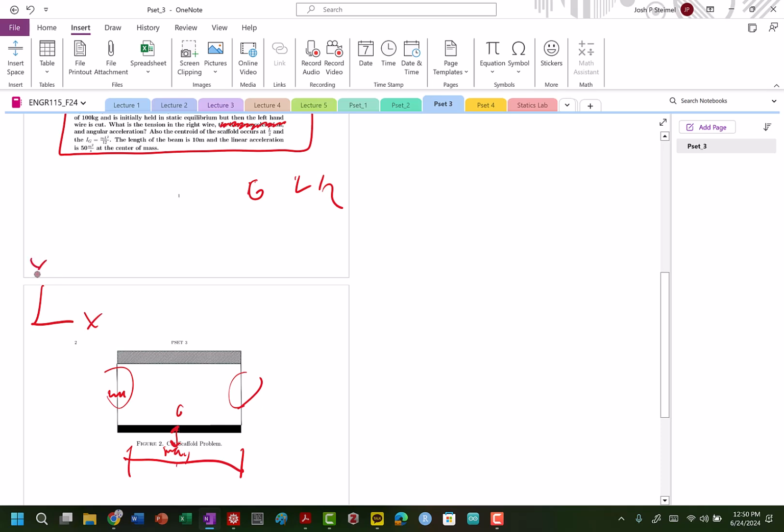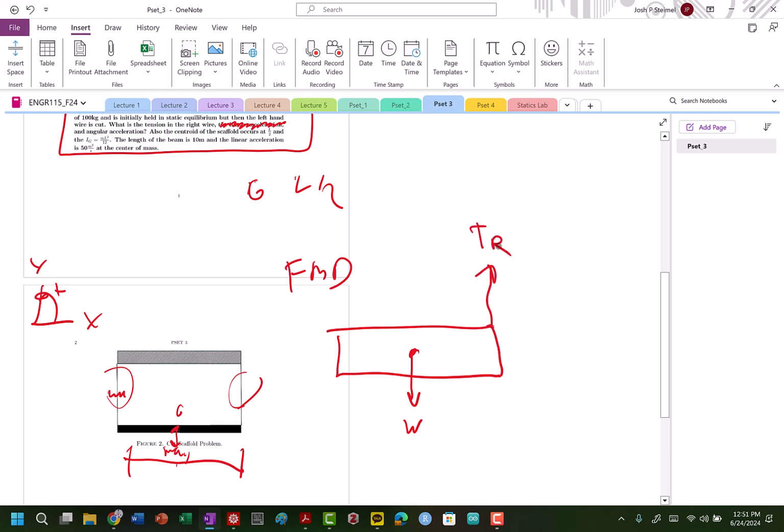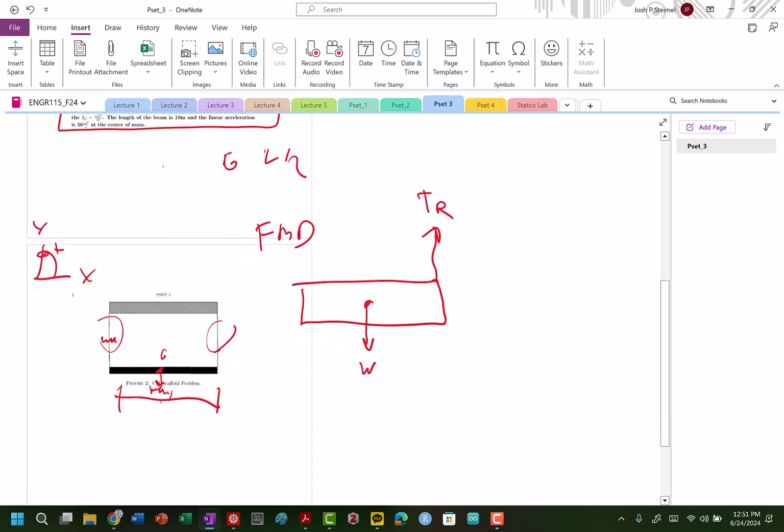We have X, Y coordinate system like so. Let's draw our free body diagram for this particular problem. So we have our beam. Our G is at L over 2, so we have some weight. We also have, we'll deal with that later, there's going to be some tension in the right wire here. So that's our free body diagram.